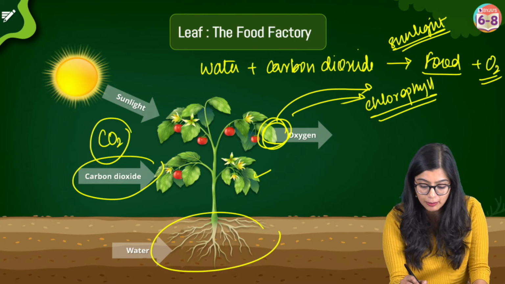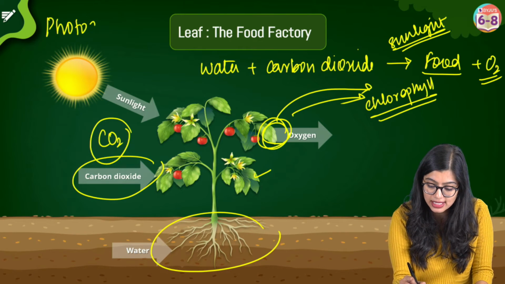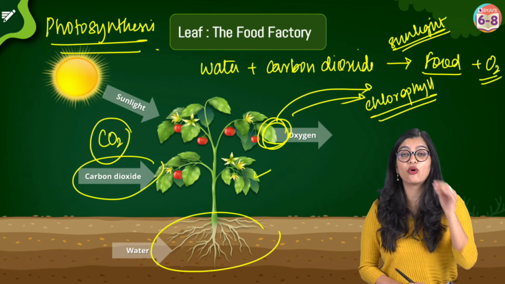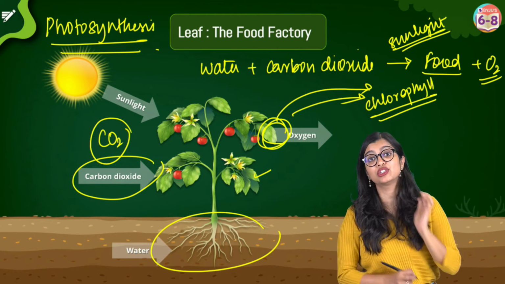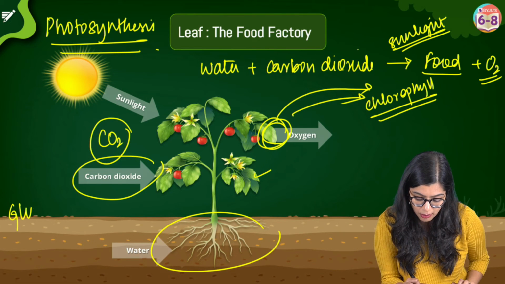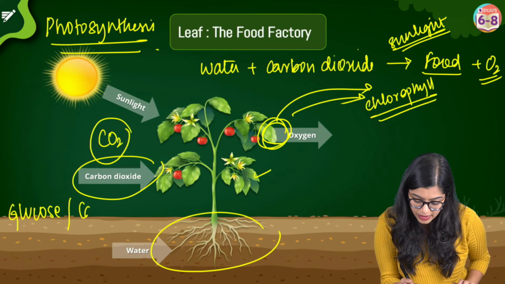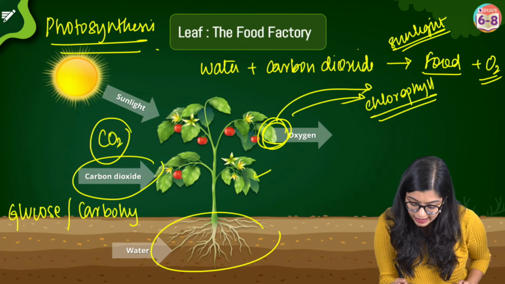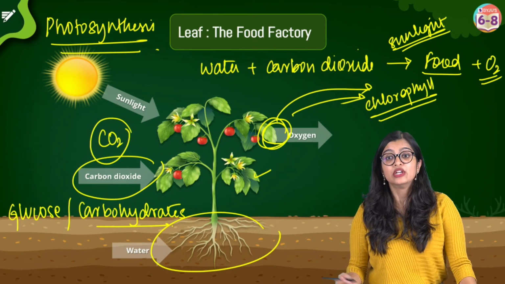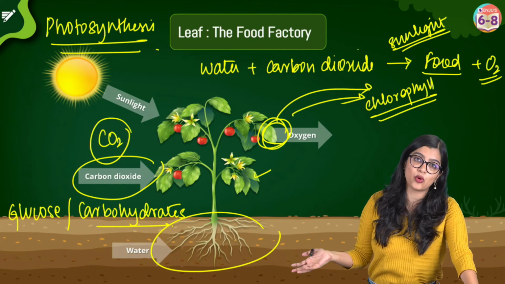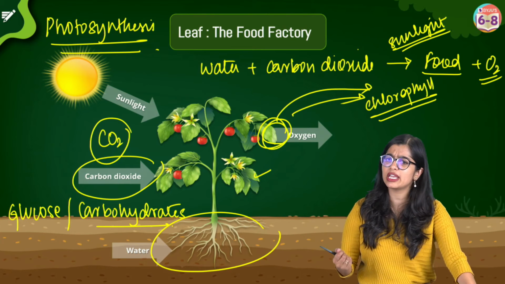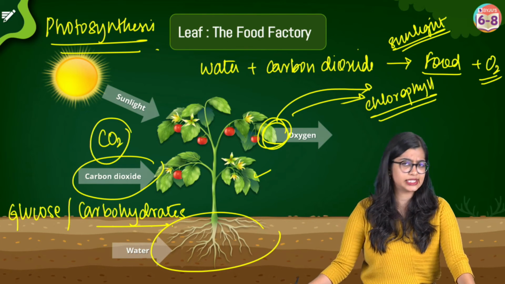And this particular process is what we call photosynthesis, right? So photosynthesis is the process by which they prepare their own food. And the food is prepared in the form of glucose, which is a carbohydrate. Remember, we discussed carbohydrates and components of food. So plants prepare their own carbohydrate in the form of glucose. And they utilize this to get energy and carry out various other activities.